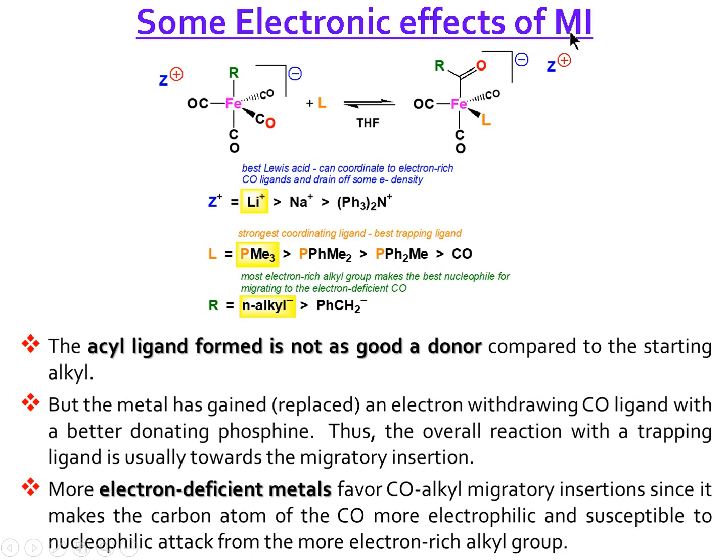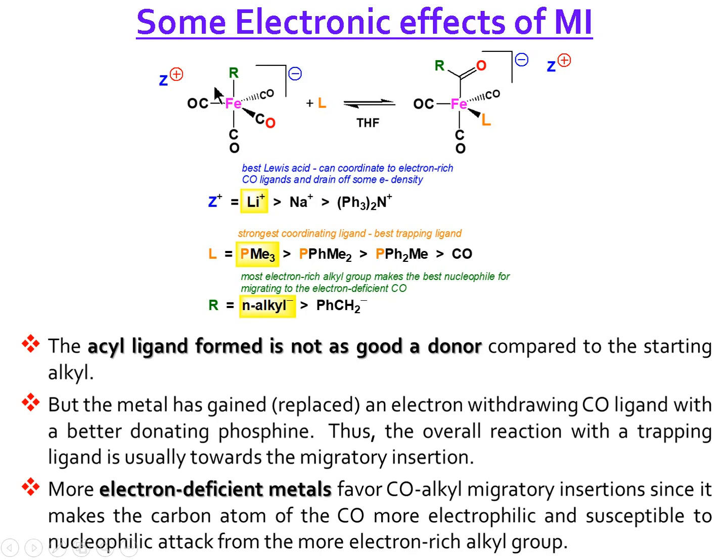Some electronic effects of the migratory insertion. We have a complex of Fe and we have R and CO. R is anionic, so R will attack CO, or CO will be inserted in the FeR bond, and we obtain FeCOR with the vacant site that is occupied by the trapping ligand. The acyl ligand formed is not as good a donor compared to the starting alkyl. For example, we replace R- by COR, and R- is more donor than COR.